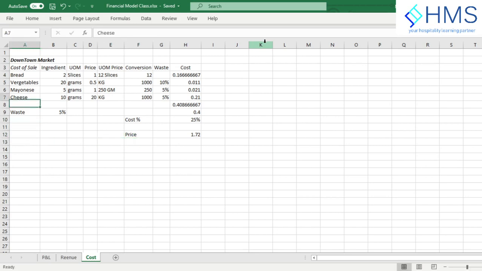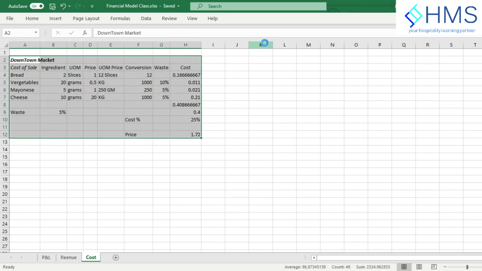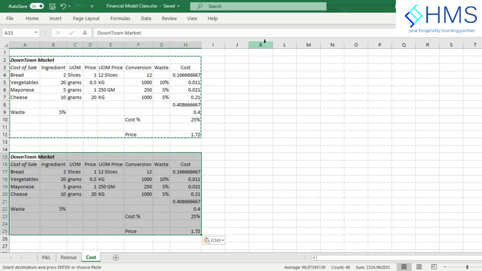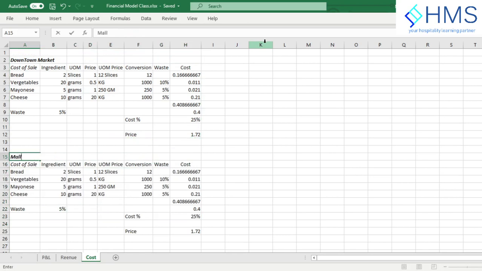So now, since you have one market, you can copy the same model and say this is my mall. In the mall, maybe the bread costs the same, the vegetable costs the same, but maybe you want to have a better cheese, which is going to cost maybe $40 per person. And the mayonnaise also, you are using a high quality one, maybe it's $2. Your cost will change, and your price will change as well.